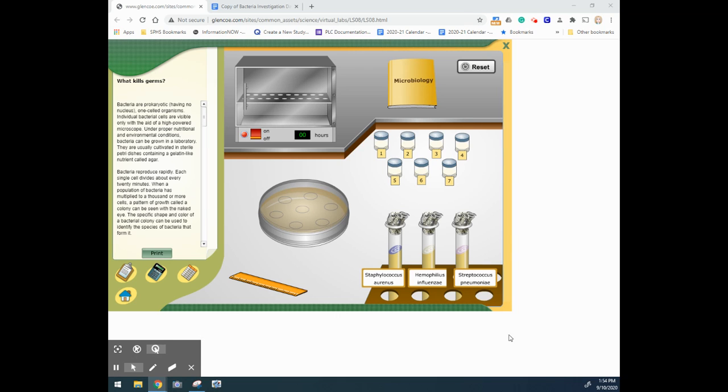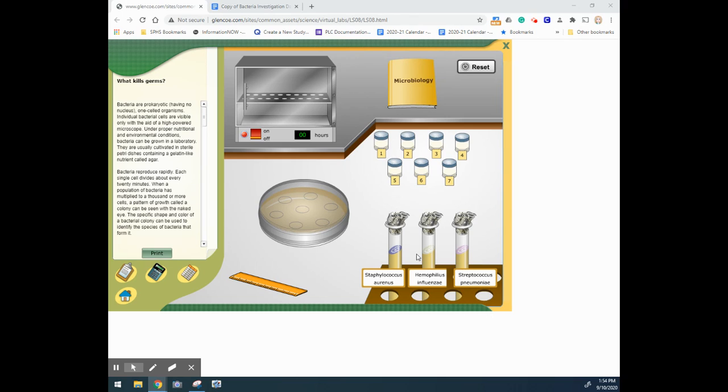Okay, so this was the lab that you guys were supposed to do. You were supposed to read this part first so that you could get some information and then answer the question. So bacteria cells are prokaryotic. What does that mean? Prokaryotic. Yeah, they don't have a nucleus. That's right. They don't have DNA in their nucleus.